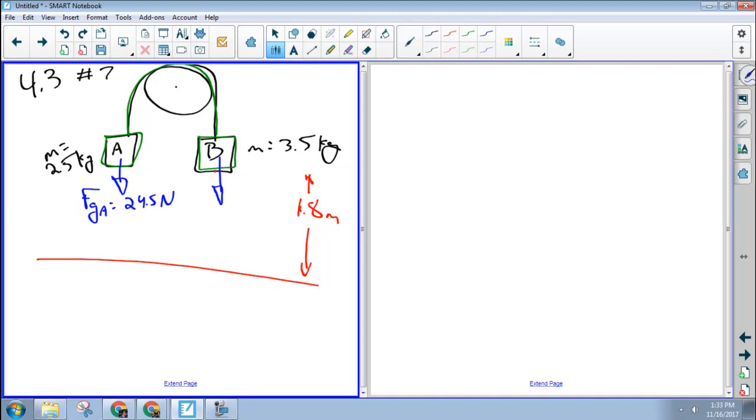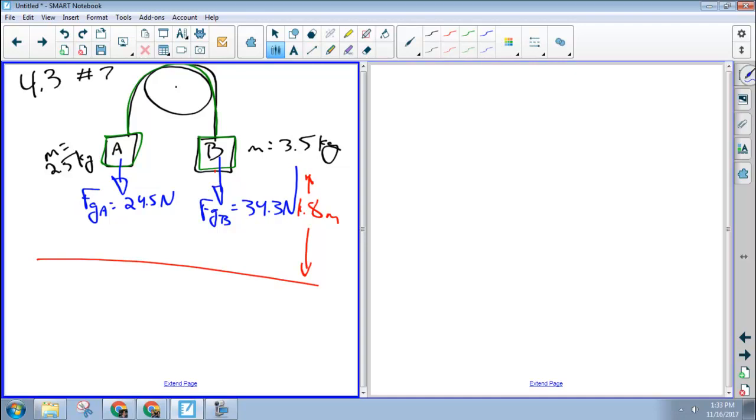The force of gravity on B ends up being 34.3 newtons. Everybody good with that? All right. I can't leave them both positive because they're not working with each other. So I got to pick one of them to be negative. So which way is the system going to go? Right or left? Right. It's going to go right.